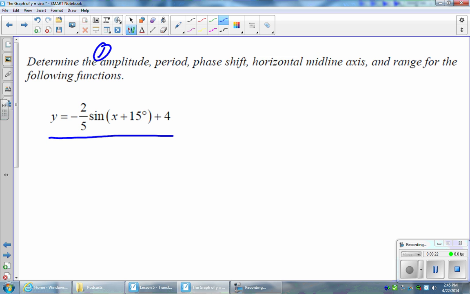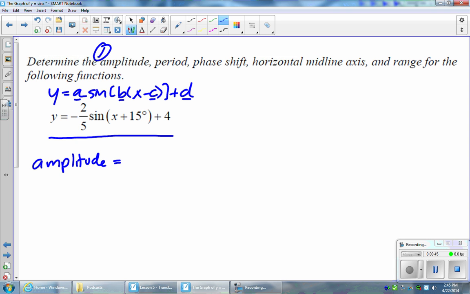Now, if you're unsure how to find the characteristics, I always try to compare it to the general function. So y is equal to a times the sine of square brackets b x minus c square brackets plus the d value. Now a, b, c, and d each relate to one of the characteristics. Finding the amplitude is quite easy. If you want to find the amplitude of a function, you always look at the a value. So looking at the a value here, we have negative 2 over 5.